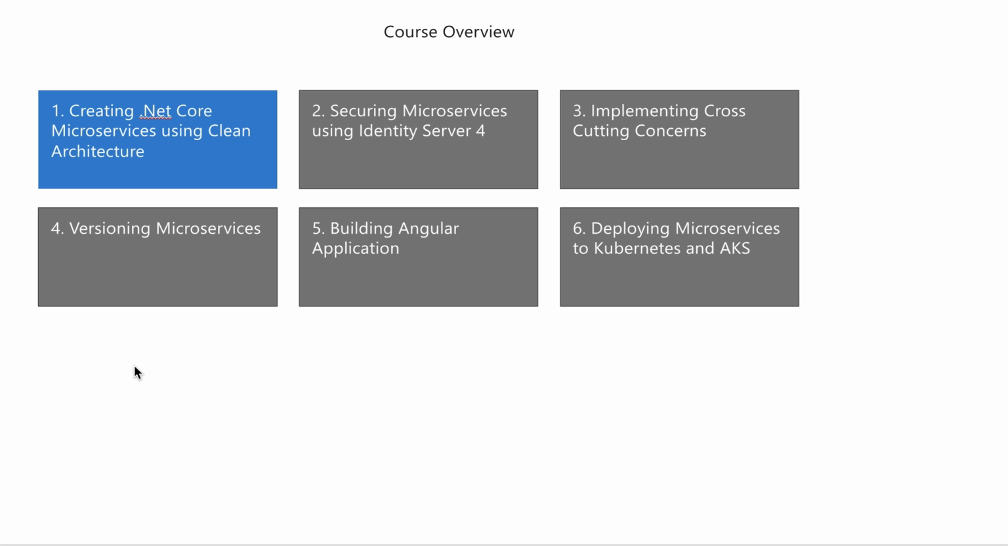So you will be starting with creating .NET Core microservices using clean architecture. This is the very first segment, a 15-hour course, wherein you will be designing each and every bit of e-commerce microservices using clean architecture right from the blank slate.